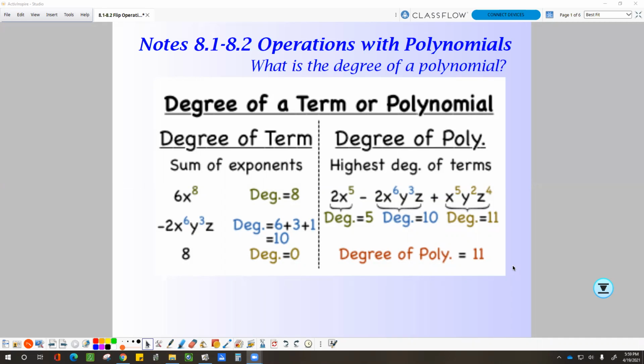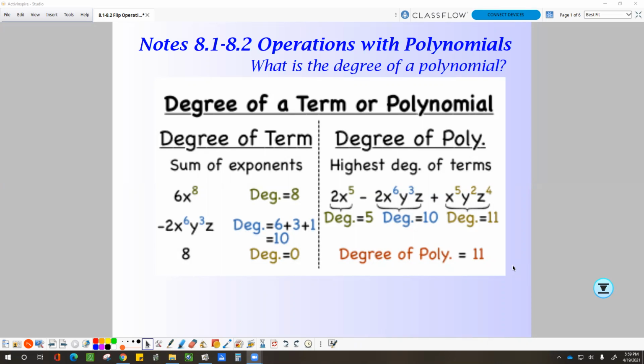I want to review with you operations with polynomials. That's add, subtract, and multiply. Lesson 8.1 is adding and subtracting. Lesson 8.2 is multiplying. The new thing that we talked about last class is degree of a polynomial. And that really is how many variables are there in a single term.